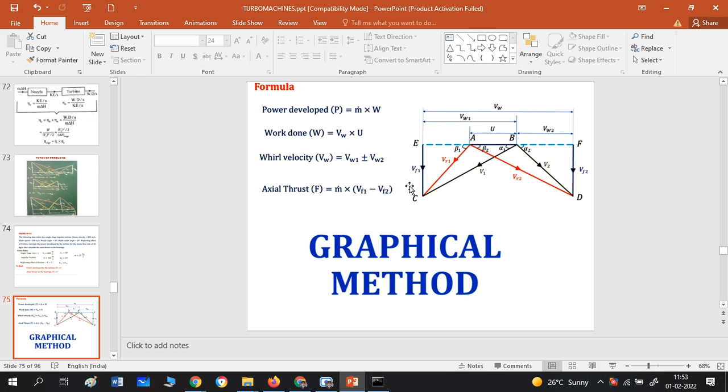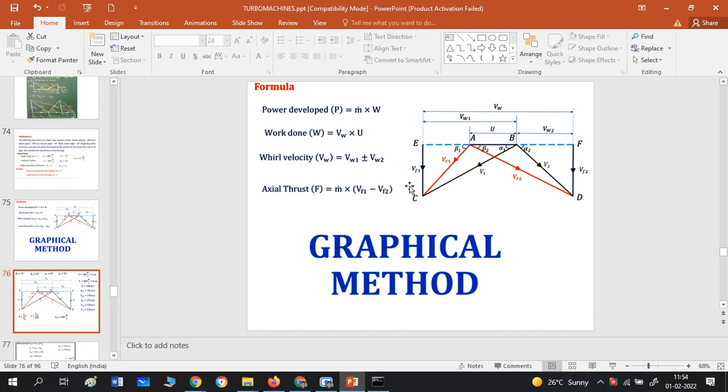Coming to what things are to be found out: axial thrust, that is mass flow rate into delta VF, is written here. Then for work done, we need the whirl velocity, delta VU, into blade velocity U. This we already know in all the problems, in all chapters. Power developed, as I told, is work done into mass flow rate. This you have to remember.